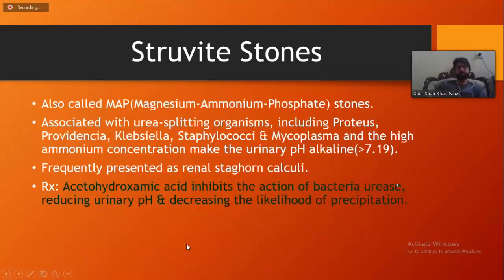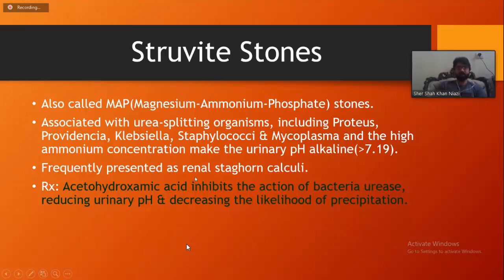Now we have non-calcium stones, which include struvite stones. Struvite stones are also called triple phosphate stones, because they contain magnesium, ammonium, and phosphate. They are associated with urea-splitting organisms, including Proteus, Providencia, Klebsiella, Staphylococcus, and Mycoplasma. The high ammonium concentration makes the urinary pH alkaline, that is greater than 7.19. So struvite stones are highly infectious stones, which include all these organisms which split the urea, produce ammonia, and make the urine alkaline.